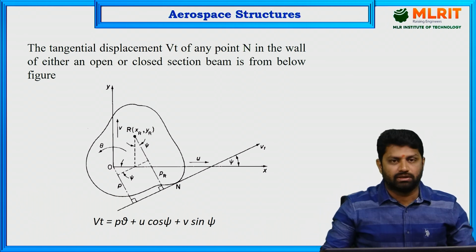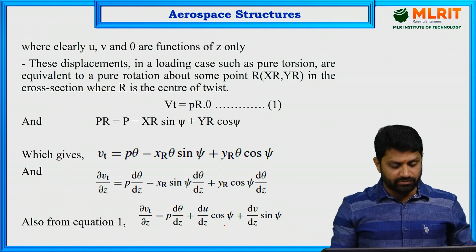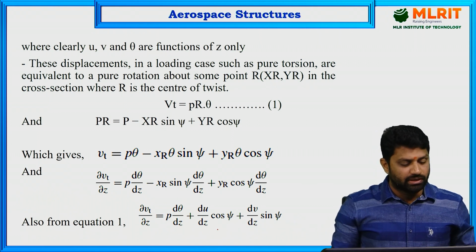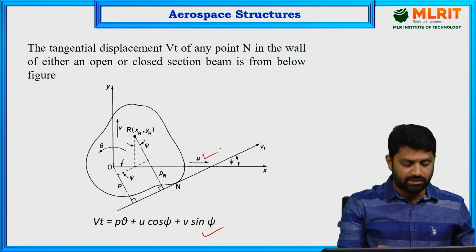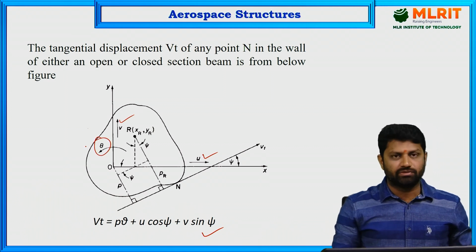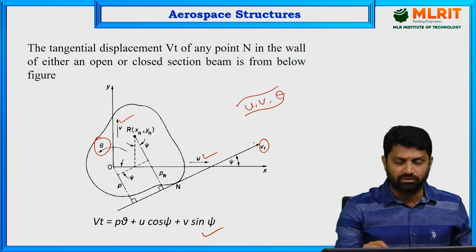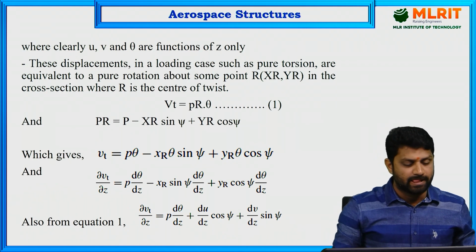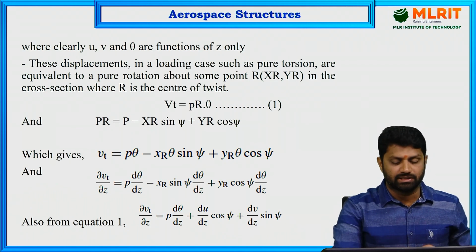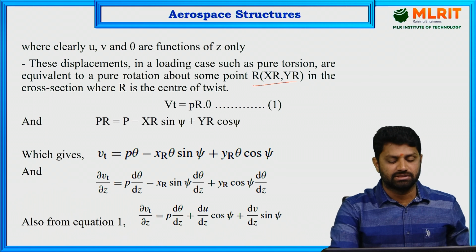So for getting this relationship, let's see what we are going to do. u and v are the displacements in the x and y direction, and theta is the rotation that we have to understand. So there are three types of displacement associated, that is u, v and theta, to find out the effect on Vt, the tangential displacement. These displacements in a loading case such as pure torsion are equivalent to a pure rotation about some point r, xr, yr in the cross section, where r is the center of twist.